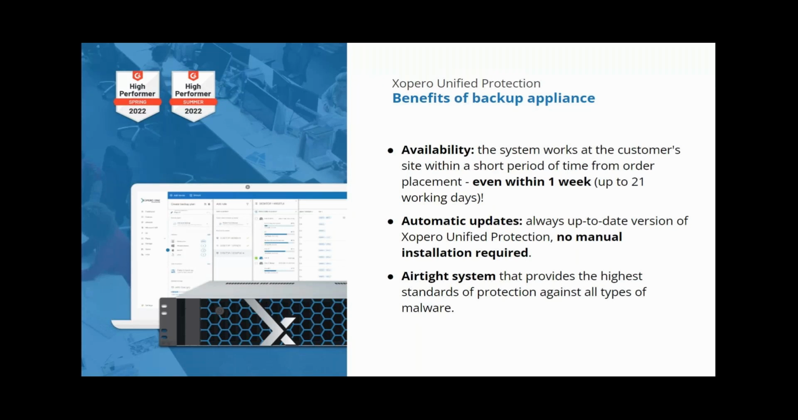The reason you can see 21 days here on the slide is that each year, at the end of the year, we have a period called the fourth quarter, which, as you all know, is absolutely crazy. And then the delivery times might be somewhat longer than usual.